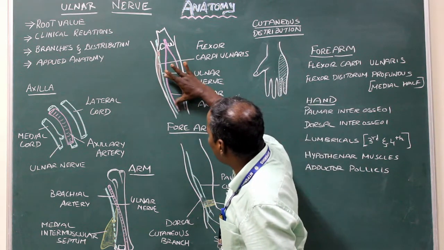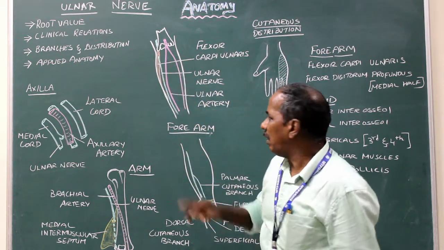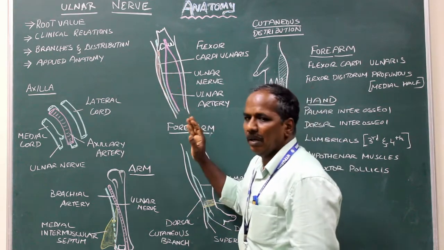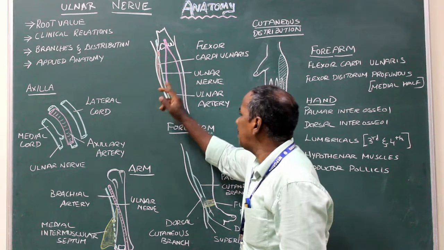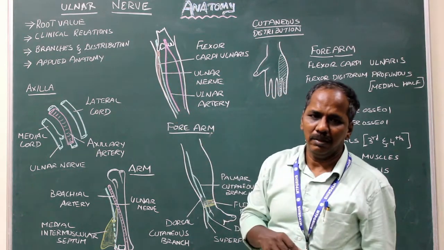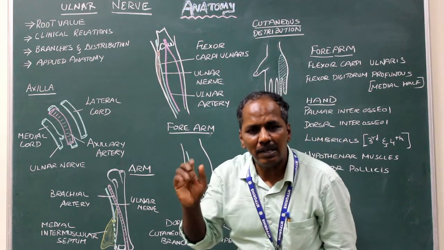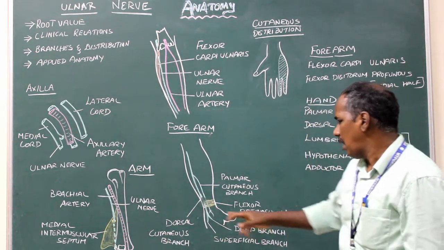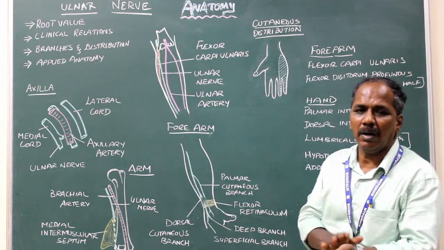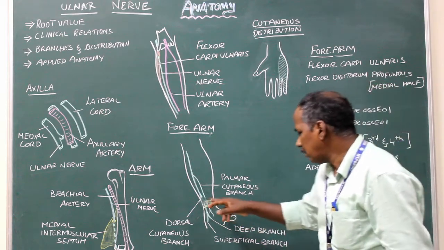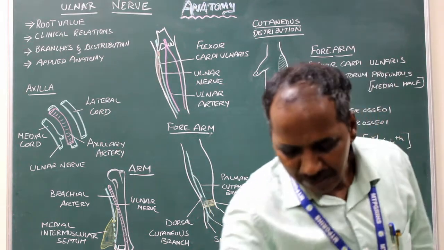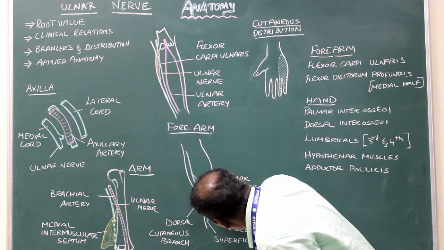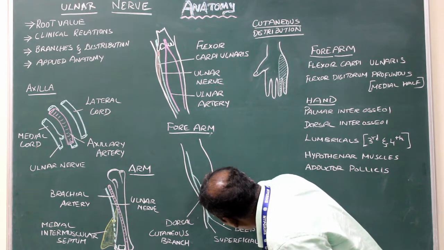The lower two-thirds of the nerve is related to the ulnar artery, lying medial to the ulnar artery. At the wrist joint, it runs superficial to the flexor retinaculum.